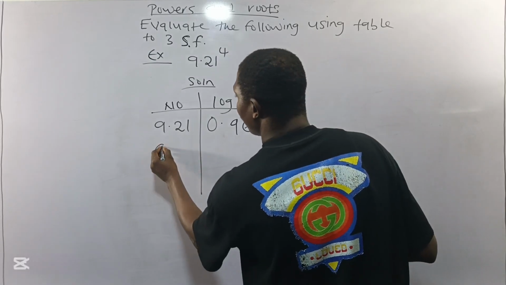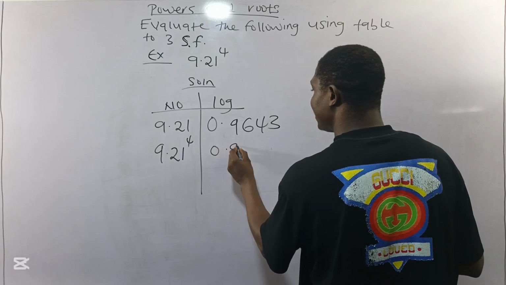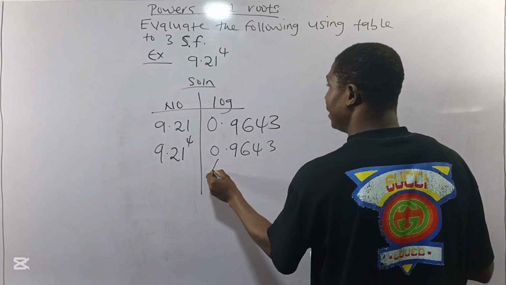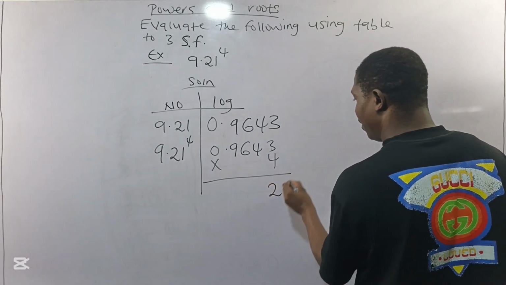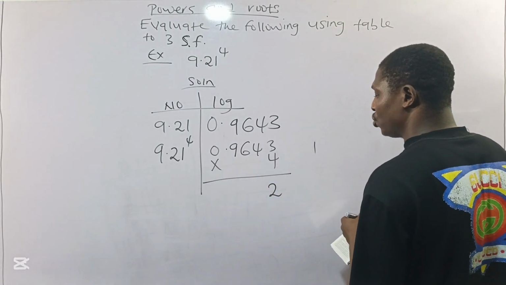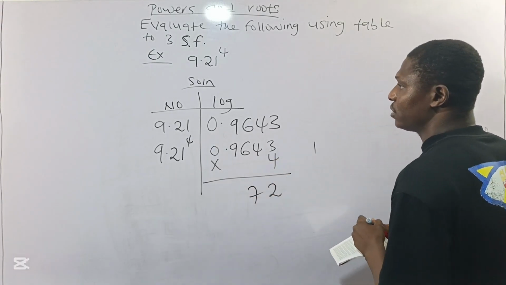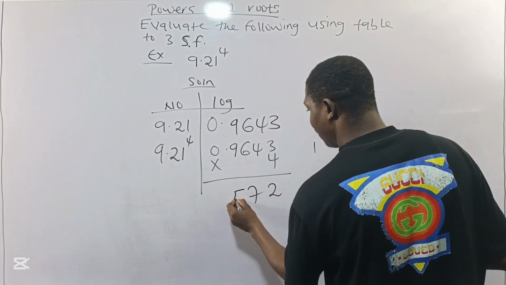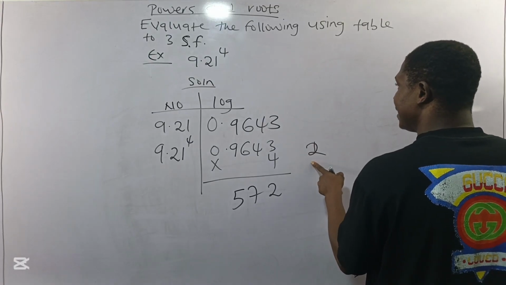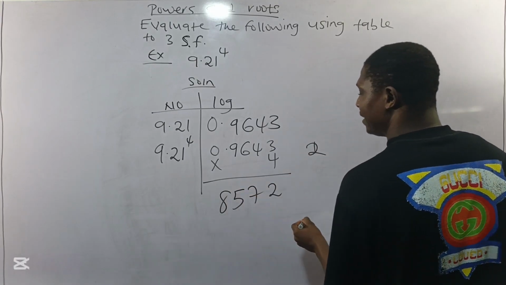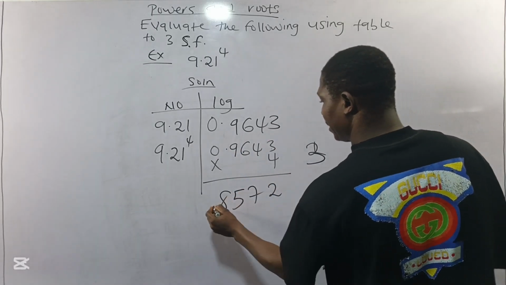9643. Now I have 9.21 raised to power 4 to give me 0.9643 times what? 4. 4 times 3 is what? 12. 2 carry what? 1. 4 times 4 is 16 plus 1, 17. 7 carry 1. 4 times 6 is 24 plus 1, 25. 5 carry what? 2. 4 times 9 is 36 plus 2, 38. 8 carry what? 3. 4 times 0, 0 plus 3 gives me what? 3.